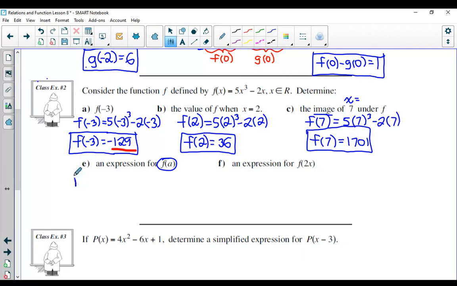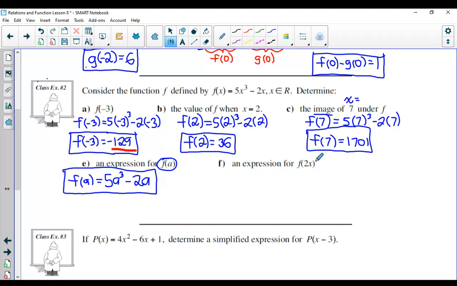So f of a would be, just replace x with a this time. So it would be 5a cubed minus 2 times a. And that's actually as far as you can go because 5a cubed and 2a are not like terms. Therefore, you cannot combine them. So you just have to leave it at that. The function, when evaluated at x equals a, would have a y value that's equal to 5a cubed minus 2a.